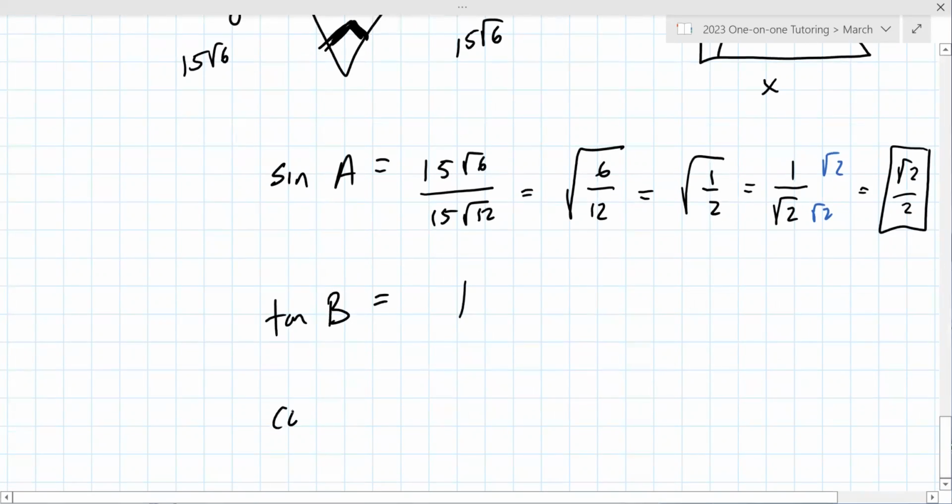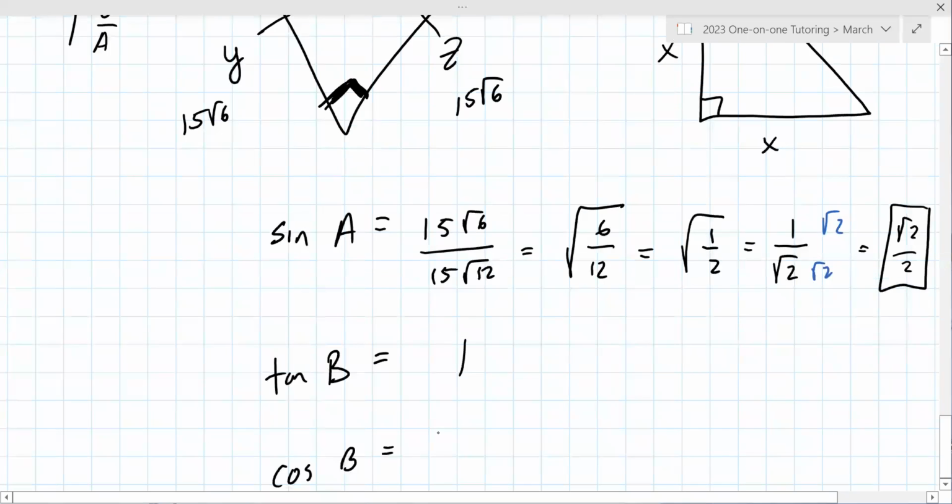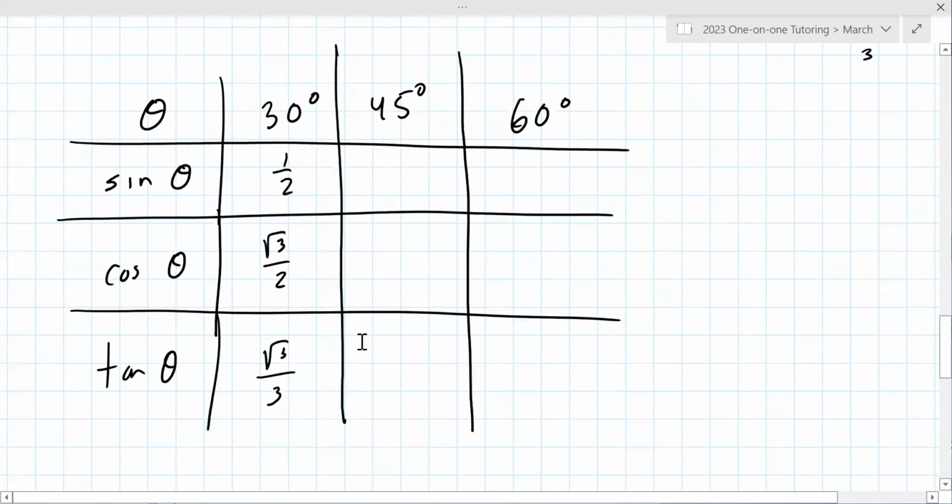How about the cosine of B? Square root 2 over 2. Yes. So if we go back to our table here, the sine is always the square root of 2 over 2. Cosine is the square root of 2 over 2, and the tangent is 1.